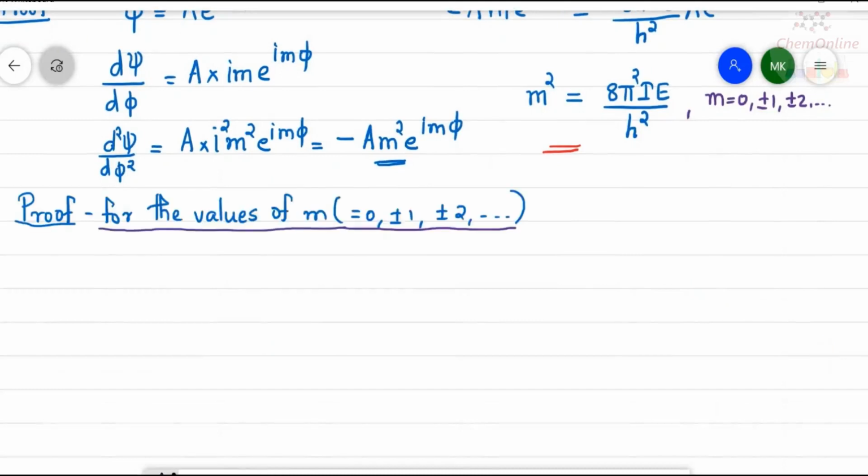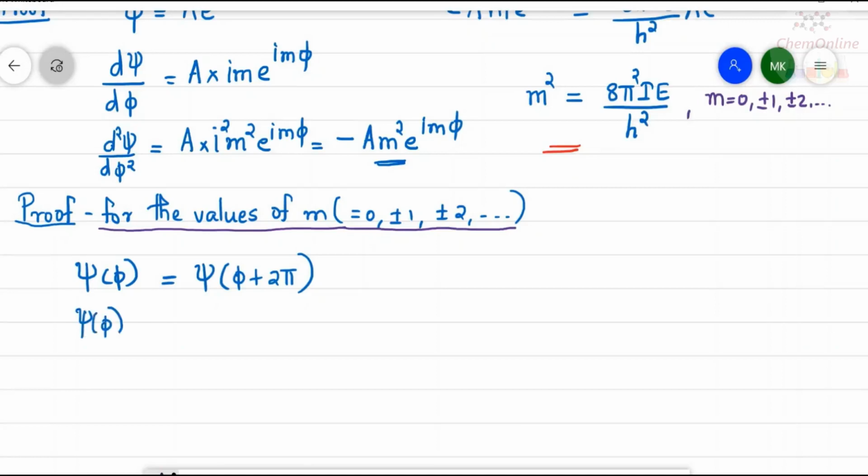In order for the probability density to be uniquely defined at every point, the wave function must be single valued. We have already discussed the conditions for an acceptable wave function. The first condition is it must be single valued. So applying this boundary condition, and since the angles phi and phi plus 2 pi represent the same point, the property of single valuedness demands that xi of phi equals xi of phi plus 2 pi. Why? Because the value of phi ranges from 0 to 2 pi. Phi and phi plus 2 pi represent the same point.